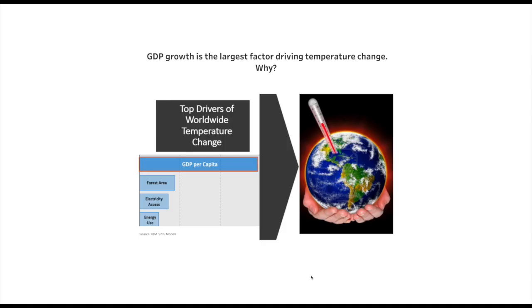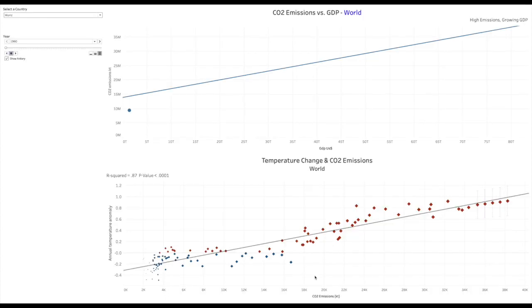For this analysis, we employ the IBM SPSS Modeler to understand the relationship between global warming and greenhouse gas emissions. There were over 100 potential candidate variables from all the sources that we evaluated. The top four factors that emerged from this modeling were GDP per capita, forest area, electricity, and energy use. Why is GDP per capita the number one factor? Simply stated, GDP is almost perfectly correlated with CO2 emissions.